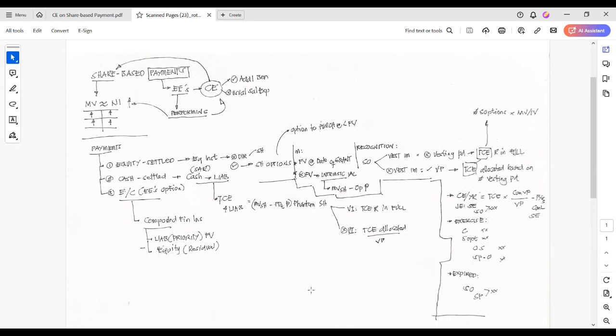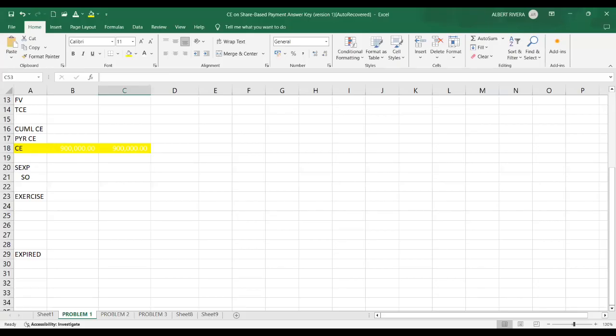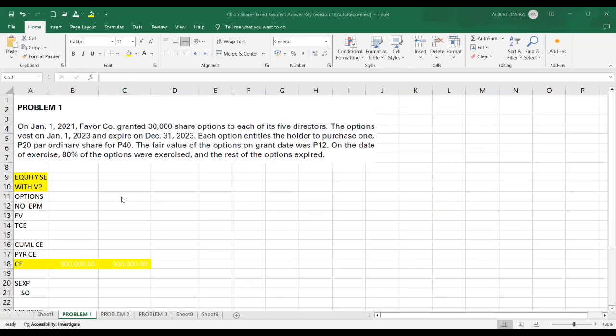Okay? Problem solving tayo. So, let's have problem 1. So, this is our problem 1. So, in our problem 1, what does it say? Let's read the problem. January 1, 2021, Favor Company granted 30,000 share options to each of 5 directors. The options vest on, there is a correction here, this should be January 1, 2021 and expire on December 31, 2022.